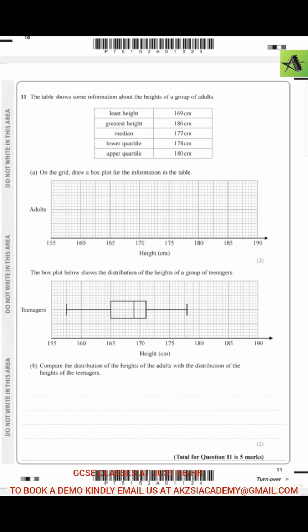Okay, so now let me start with question number 11. The table shows some information about the heights of a group of adults that's given here, and we have to draw a box plot. Well, a box plot is basically a graphical representation of the interquartile range, that is upper quartile, lower quartile, highest value, lowest value, and also the median.